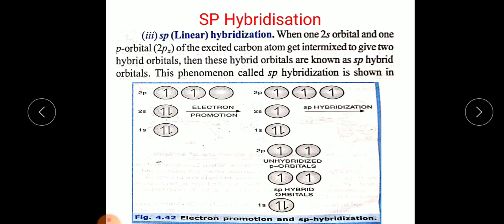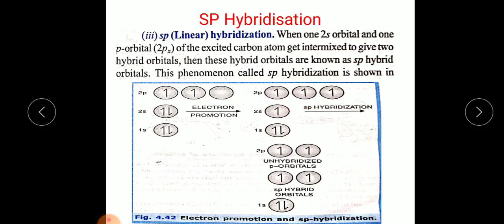Now, to understand sp hybridization, we'll take the example of acetylene, with a carbon-carbon triple bond. As we know, the carbon electronic configuration is 1s2, 2s2, 2p2. Now, in the case of acetylene, we have three bonds. So we excite one electron from 2s to 2p. So 2s will have one electron and the p orbitals will have one each, so you have four unpaired electrons.